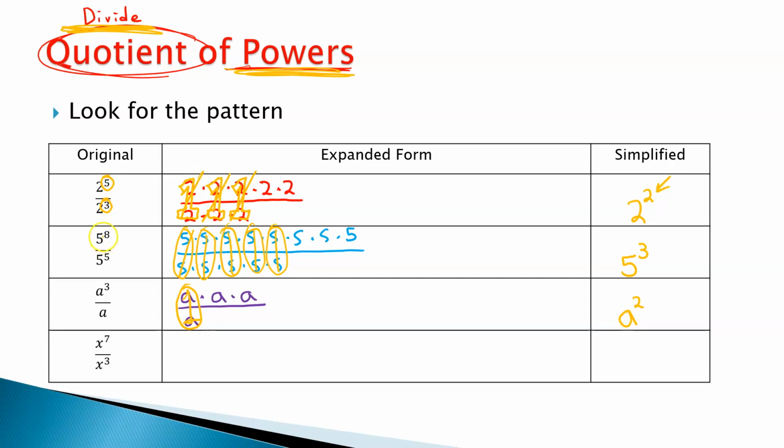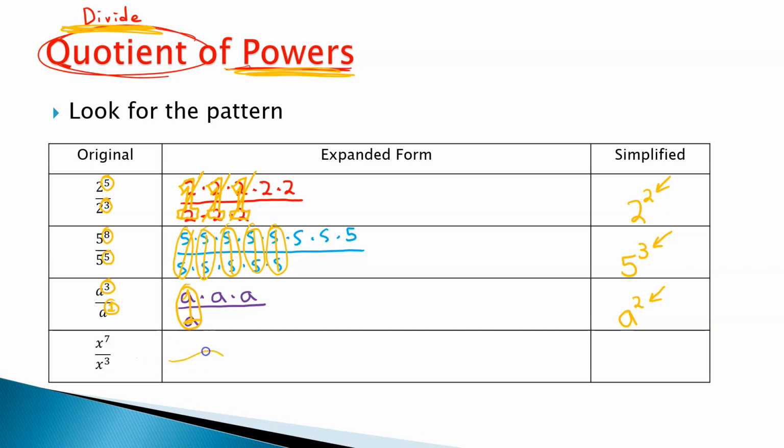Take a look at the next one. 5 to the 8th divided by 5 to the 3rd. The base is going to stay the same. 5 is going to stay the same. But what is 8 minus 5? 8 minus 5 is going to give us 3. Same thing with the next one. What is 3 minus the 1 here? 3 minus 1 is 2.